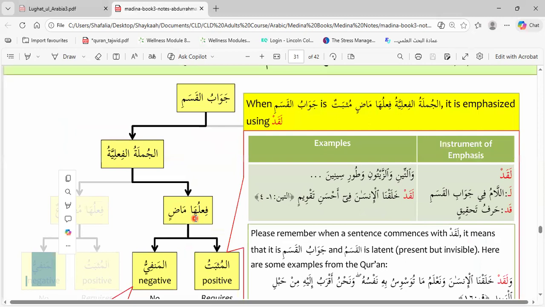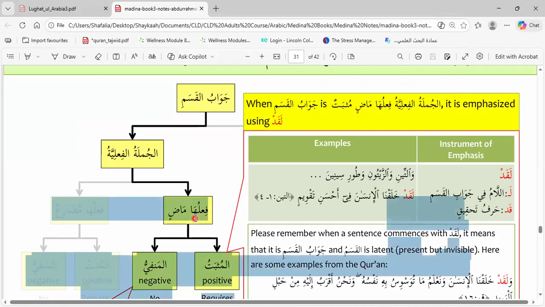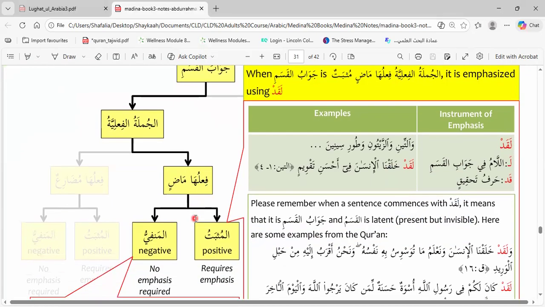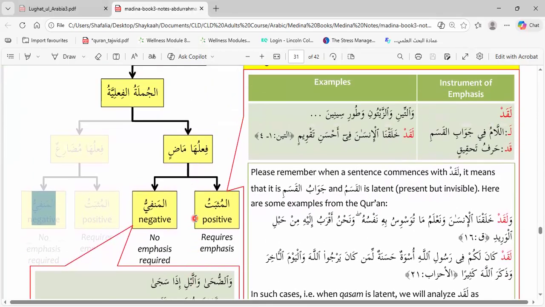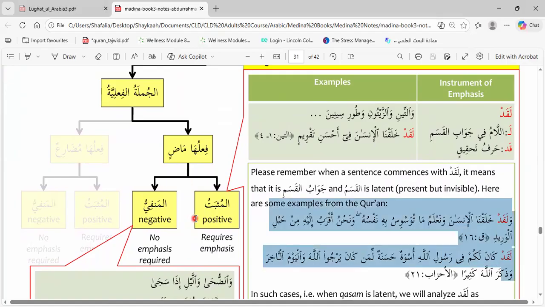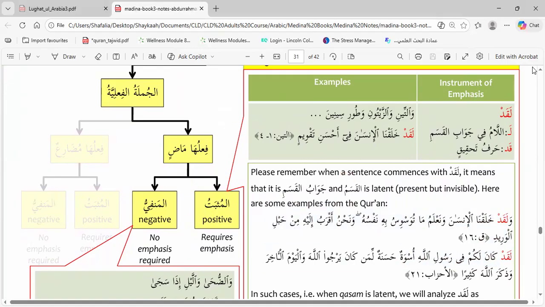Here you have جملة فعلية فعلها ماضٍ مثبت جواب القسم لقد. جواب القسم الجملة فعلية فعلها ماضي, and it could be positive, it could be negative. Instrument of emphasis, it could be لقد. It is one of the emphasis for جملة.